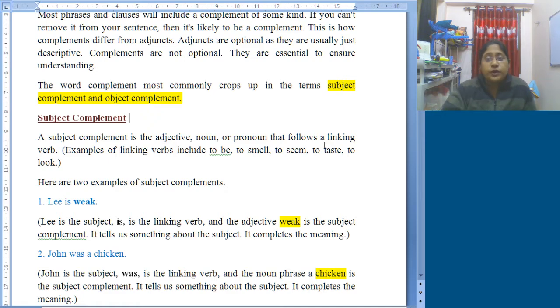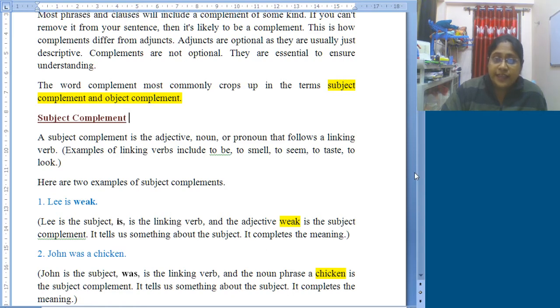If you look at the screen, here you will find the first example: Lee is weak. The very word weak works here as an adjective and it gives us information about Lee and makes the sense complete. So from the perspective of the subject Lee, we find the complement weak, as it serves as an adjective.